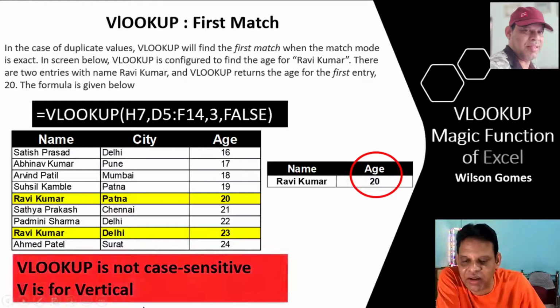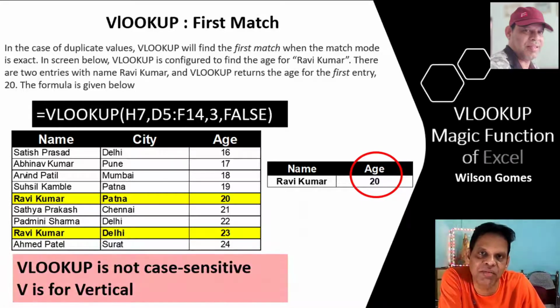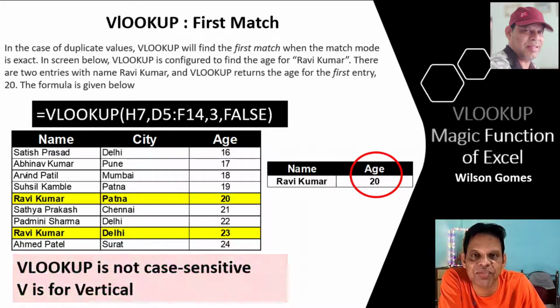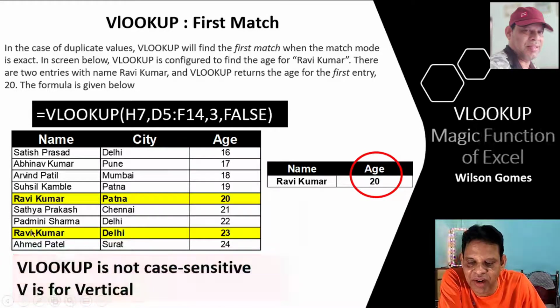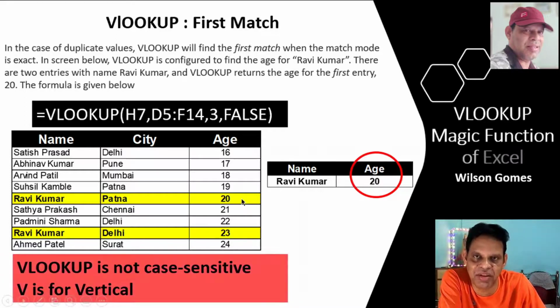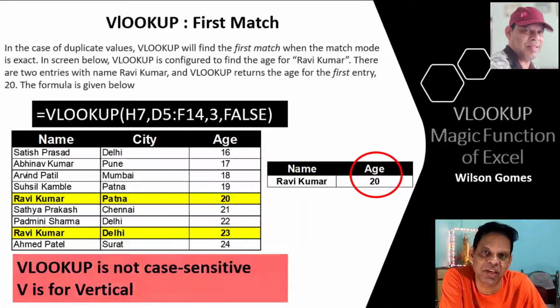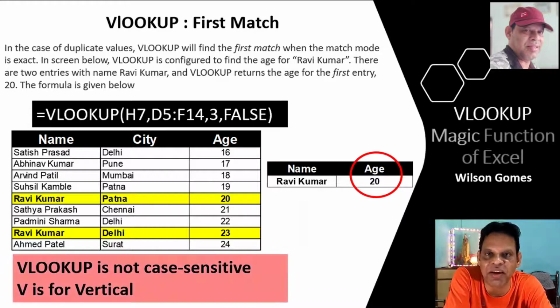Here I have given a table where Ravi Kumar's name is appearing twice. This is the base data. And here Ravi Kumar's name is there. I want to find his age. By using a standard VLOOKUP syntax, this VLOOKUP function will get you the first match only. Even if I want to find out Ravi Kumar, who is from Delhi, what is his age, it will give you the first match. We need not worry, there is a solution for that. That is what we will be talking about in the next slide, that is of multiple criteria.